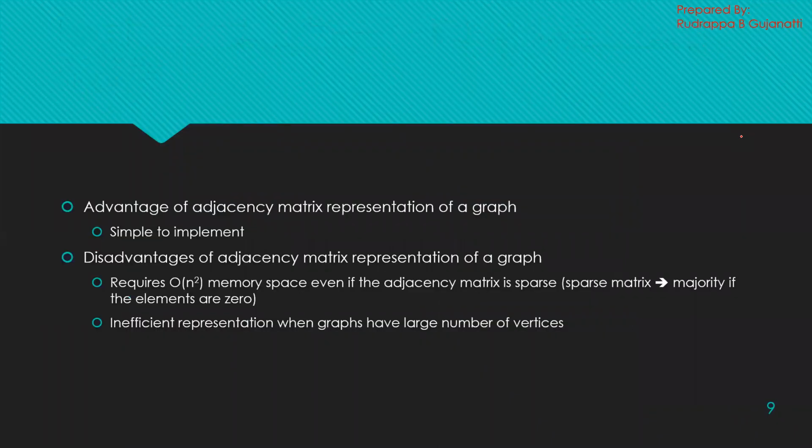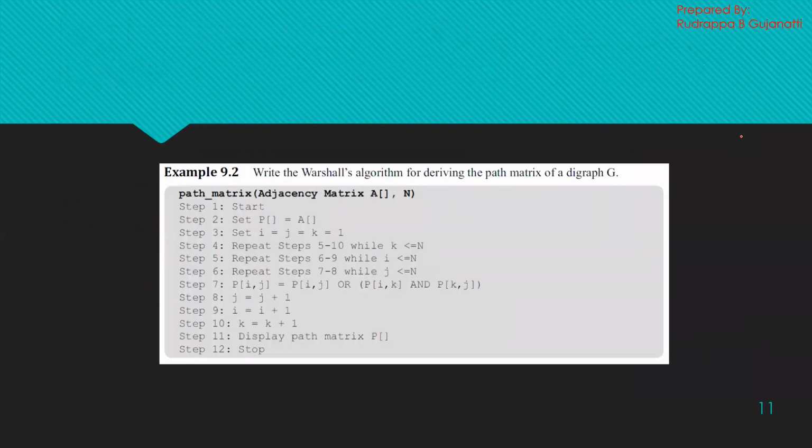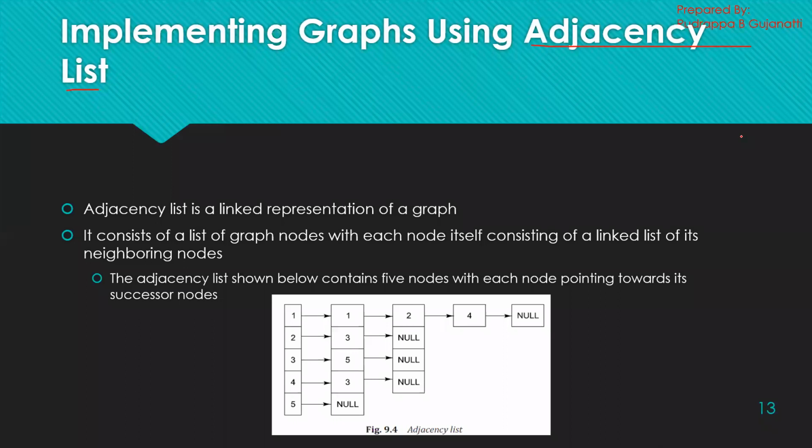Now, in adjacency list, what is done is you make use of the linked implementations. So in this, the graph is basically represented with a linked list implementation, which again makes use of the adjacency list what we have discussed. So that is the adjacency matrix what we have discussed.